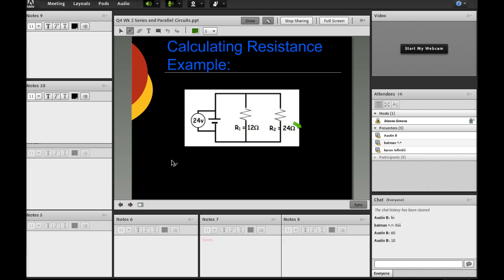So if you have something in parallel, what you're going to do is take the product of both of them. What does product mean? It does mean the answer, but what did you do to those two numbers? Times, exactly. So if we want to get the total resistance and we only have 2 parallel parts, we're going to multiply 12 times 24. All right, what's 12 times 24?